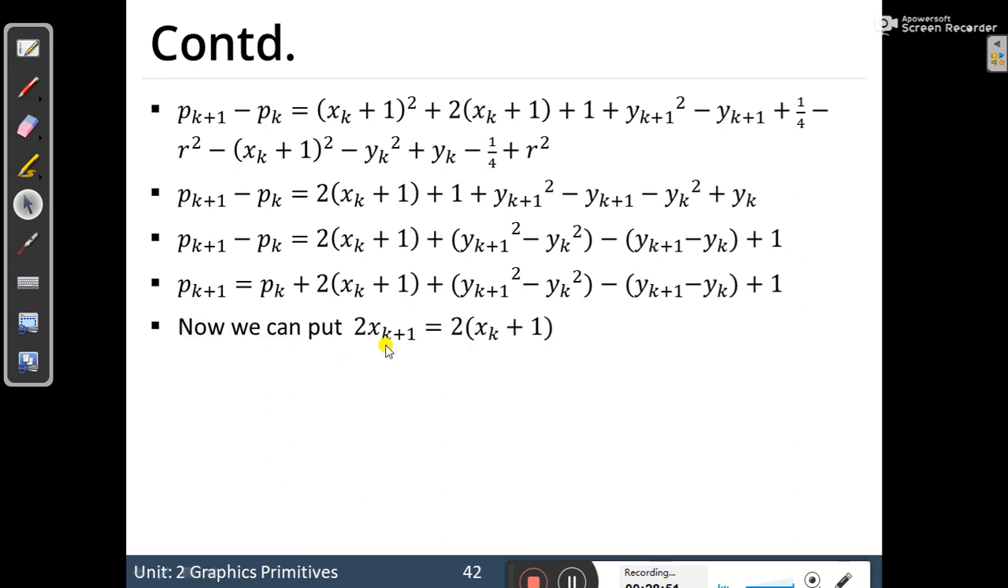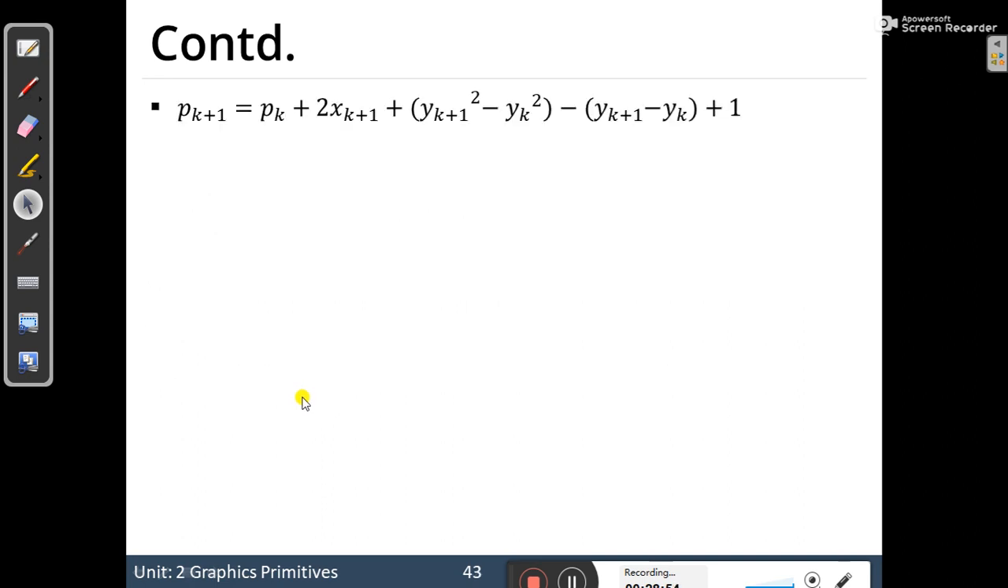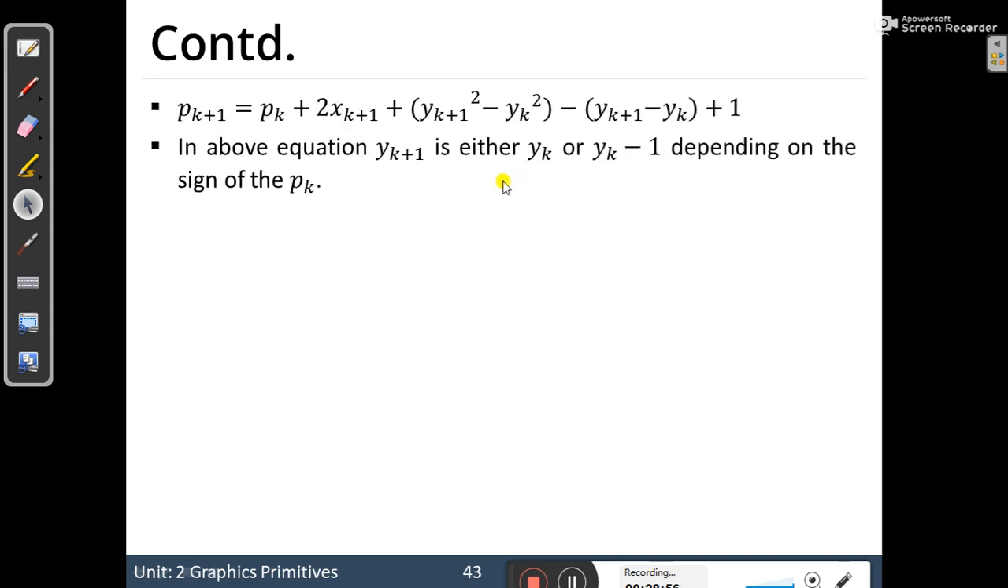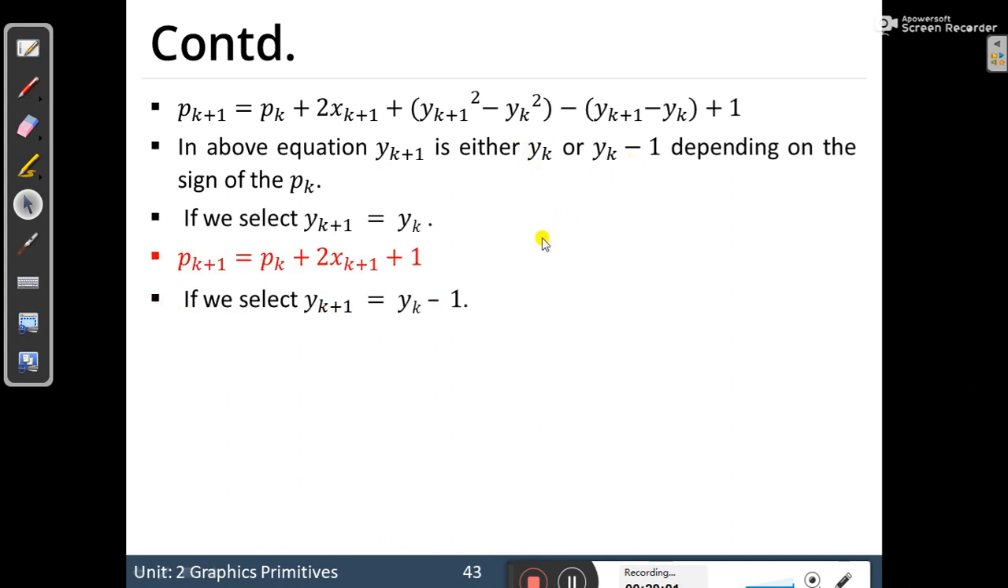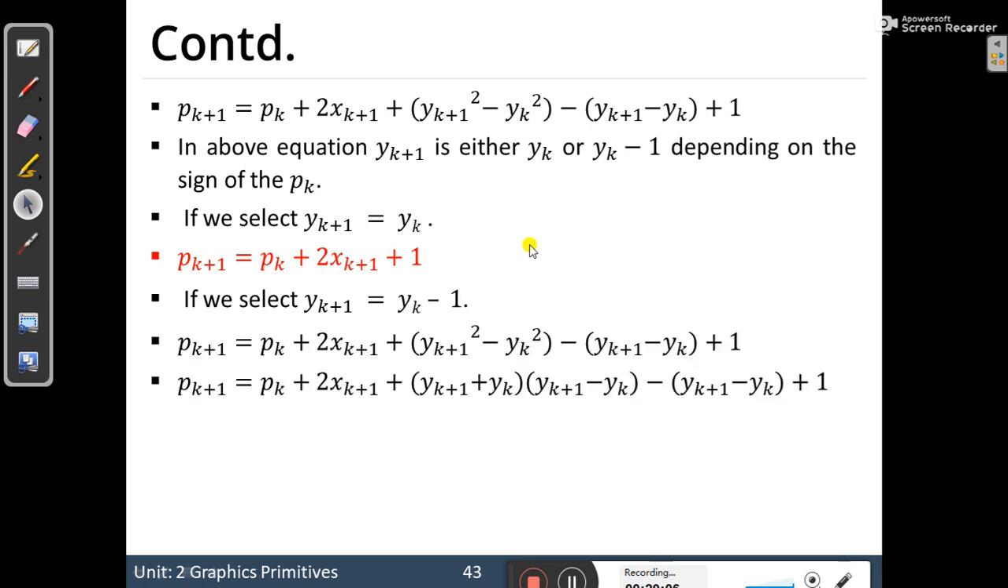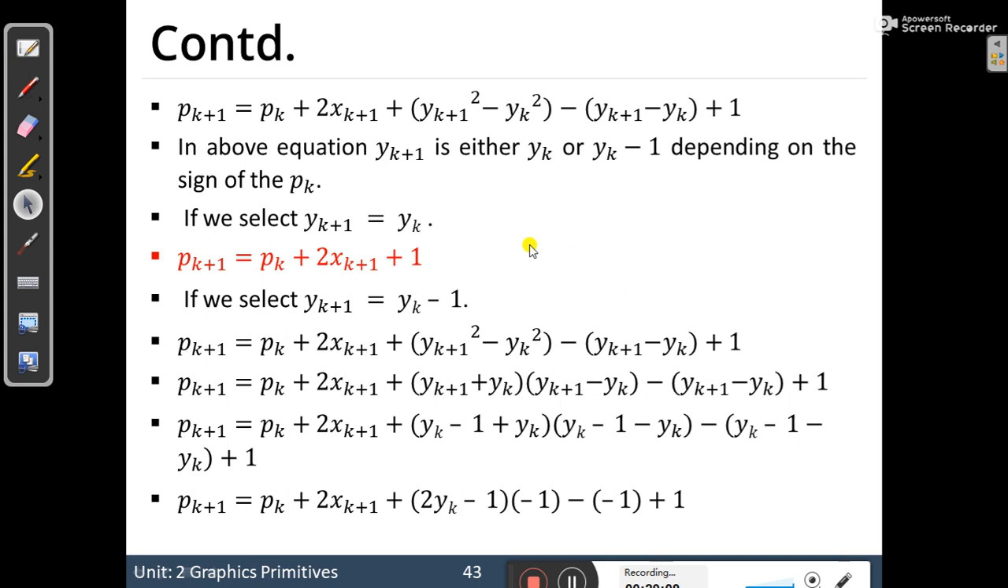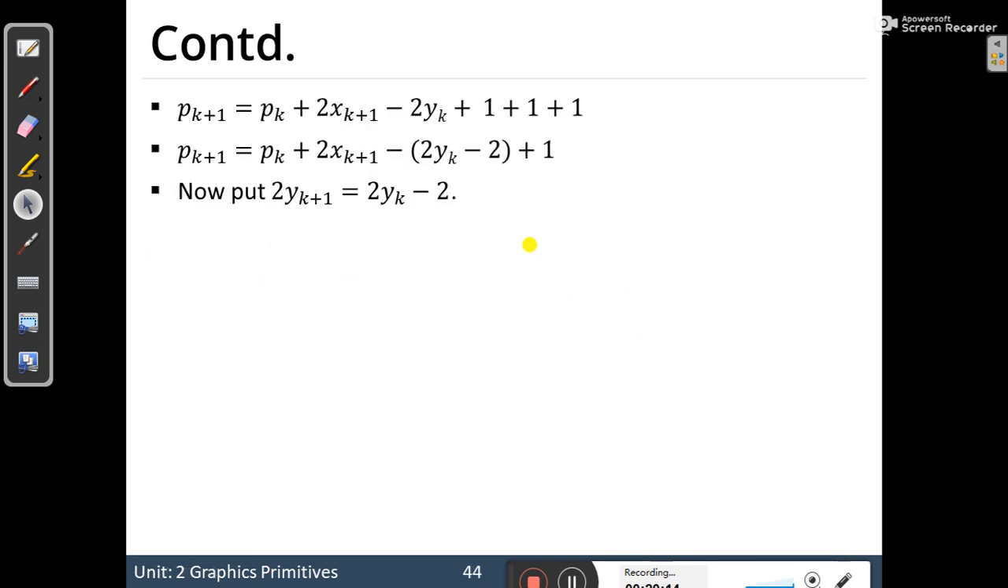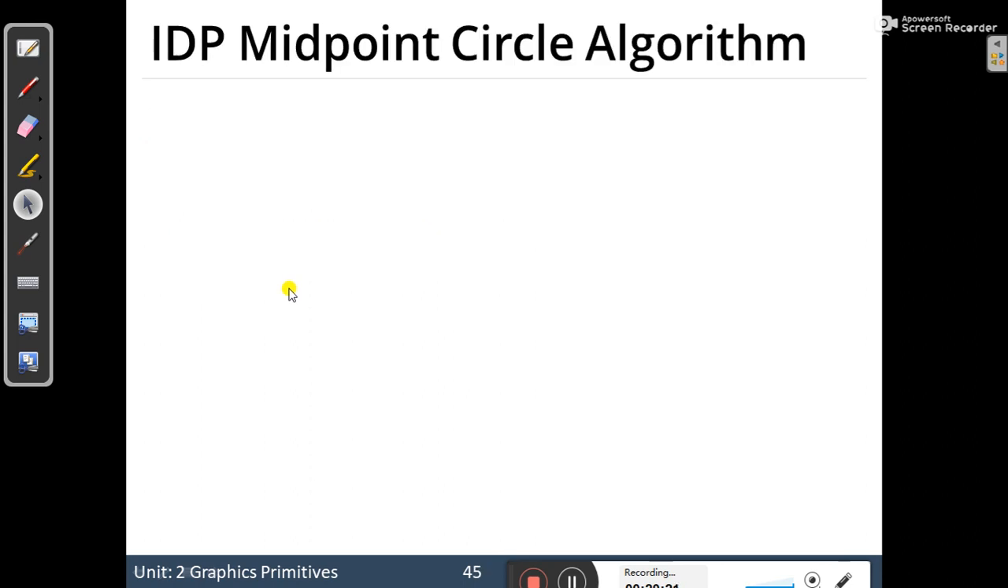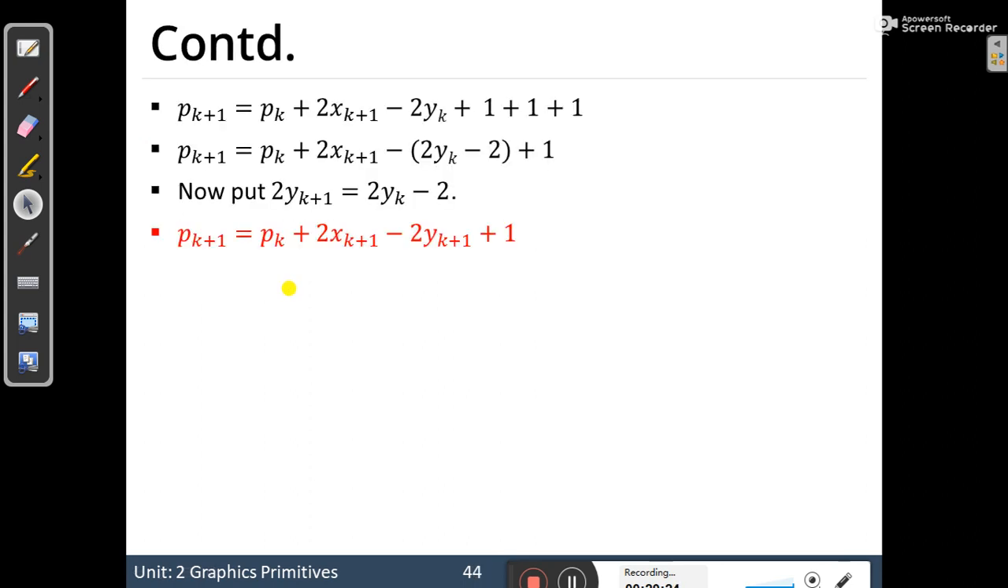Now after that, by following this equation, so this is the equation here.